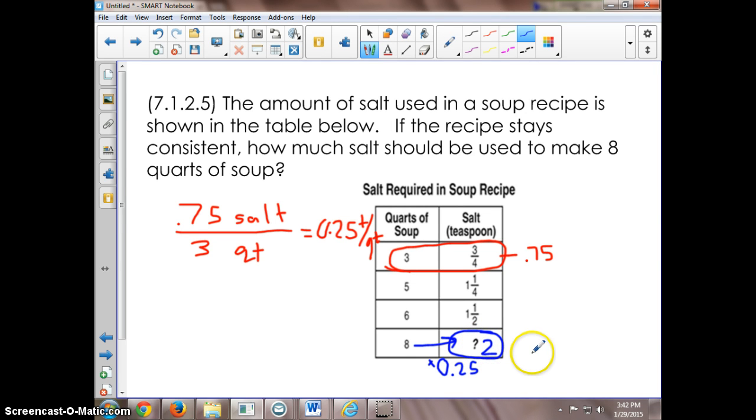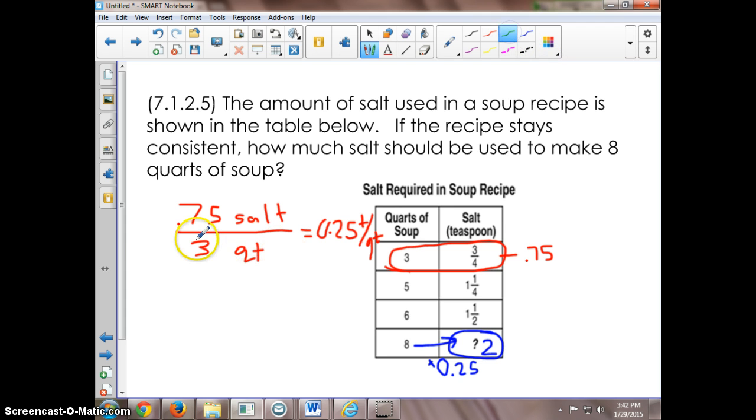And if I look at my table, does that seem reasonable? That it would go up 1/2 here if it's going up 2 quarts? Absolutely, because for every 1 quart, it's going to be 1/4 teaspoon. So for 2 quarts of increase, we know it's going to increase by 1/2 teaspoon. So that absolutely makes sense.